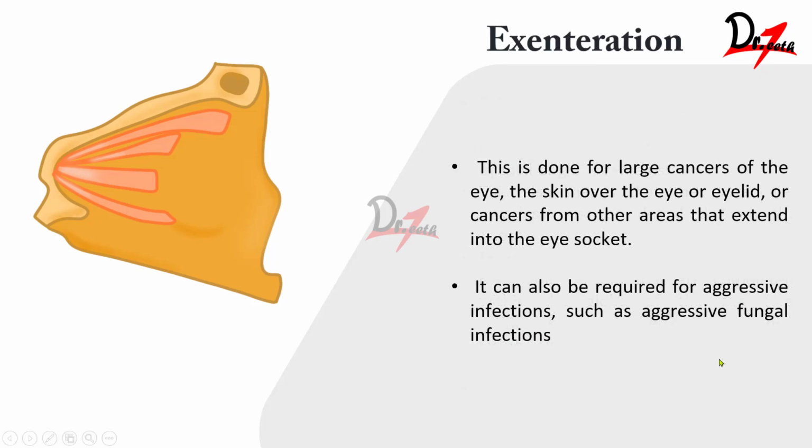Then the third one is exenteration. Here, as you can see, the contents of the eye socket are removed, including the muscles, lacrimal gland, optic nerve. It's a very invasive surgery. So this procedure needs to be done when we have large cancers of the eye. Also for aggressive infections like aggressive fungal infection.